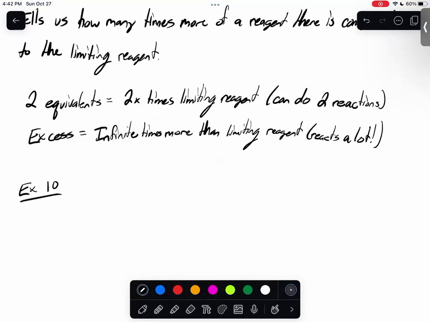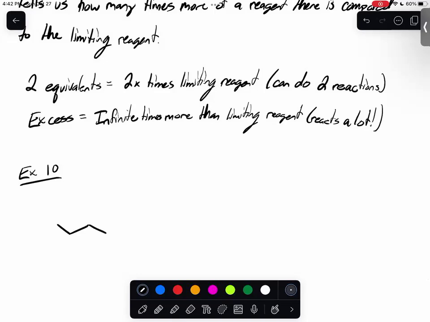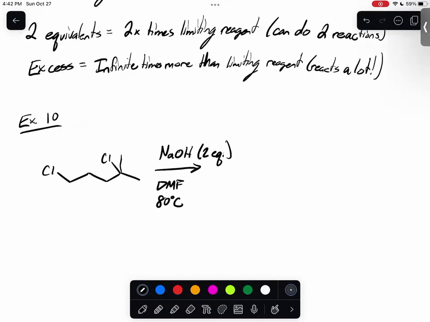this idea and say, okay, well, what happens if we took sodium hydroxide, two equivalents of it, which you'll see either written out fully as equivalents or just EQ, and DMF at 80 degrees Celsius? Well, what'll happen is it'll be able to react two times, right? That's exactly what this is saying here. It can react up to two times, right? Keep in mind it doesn't have to if a reaction can't occur.